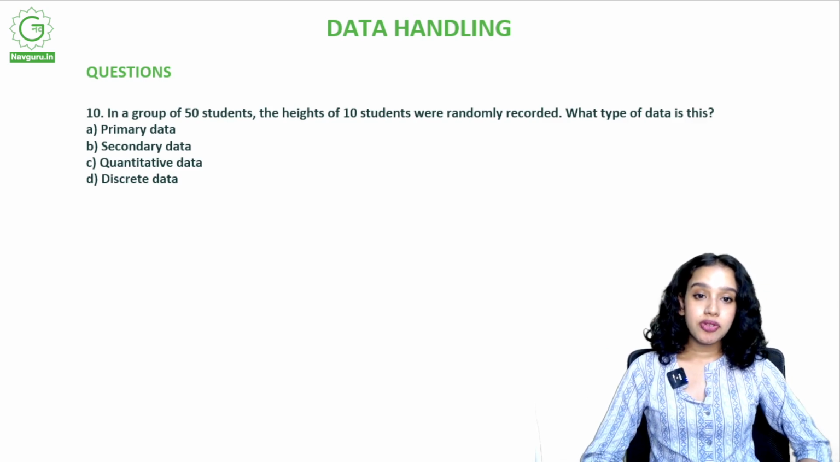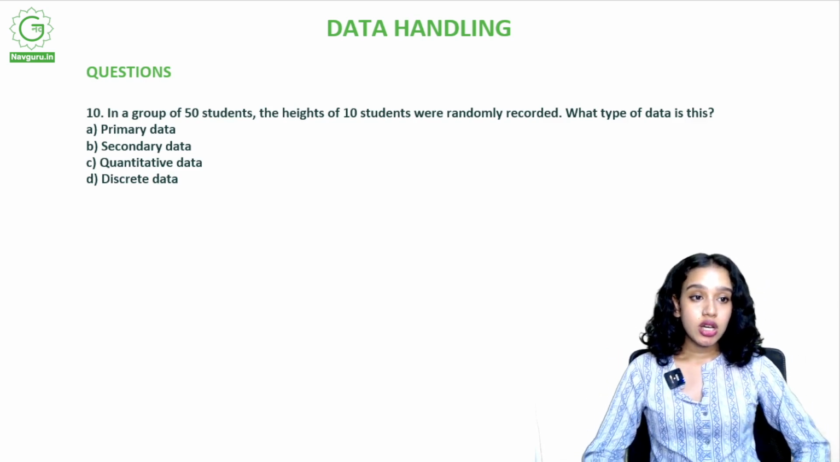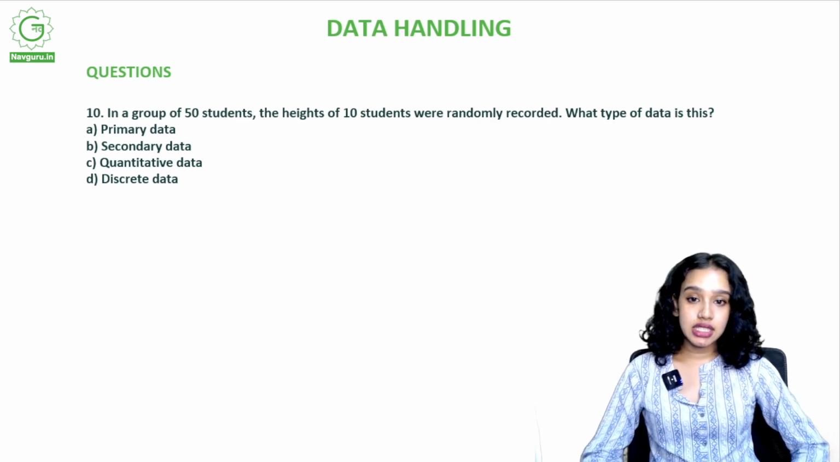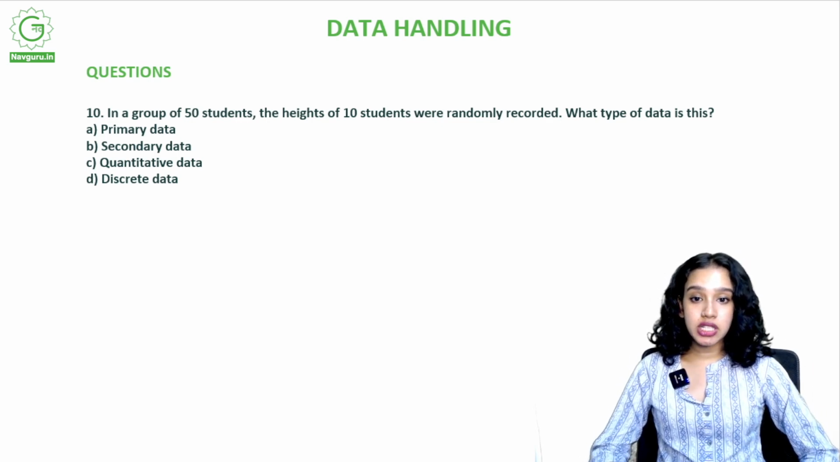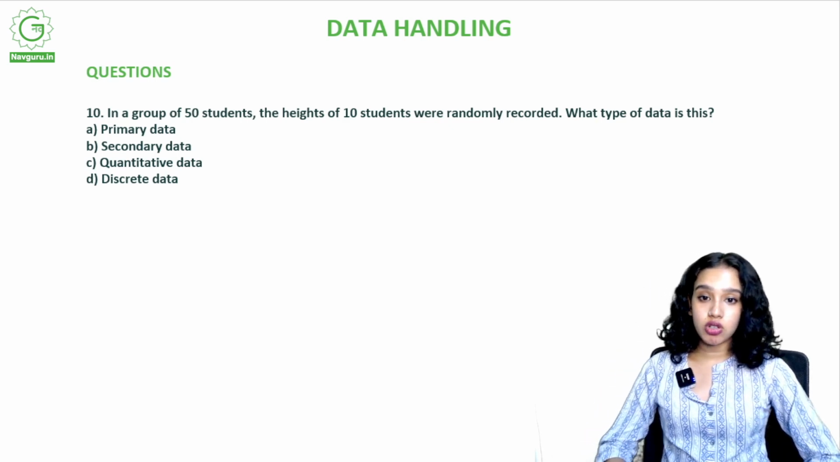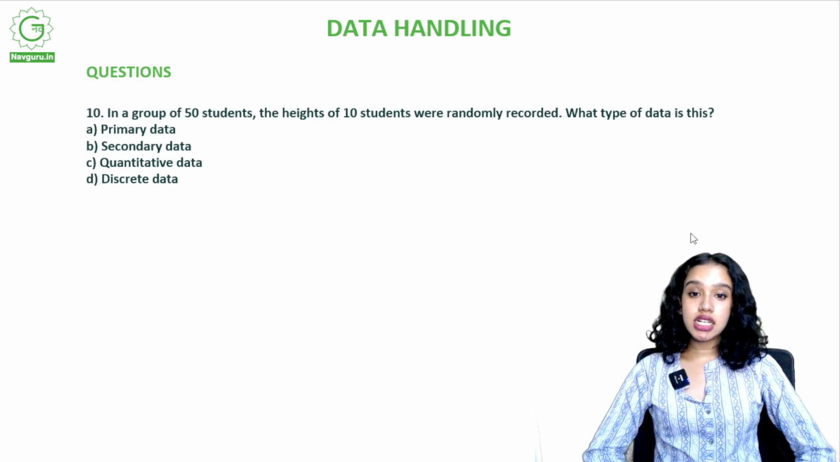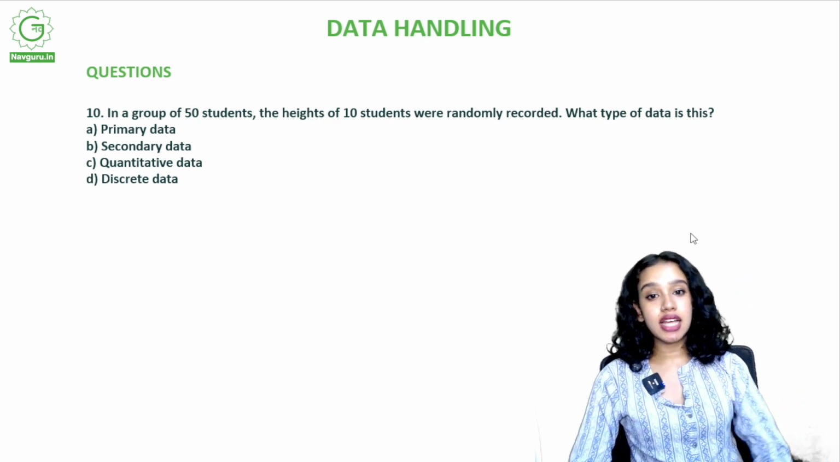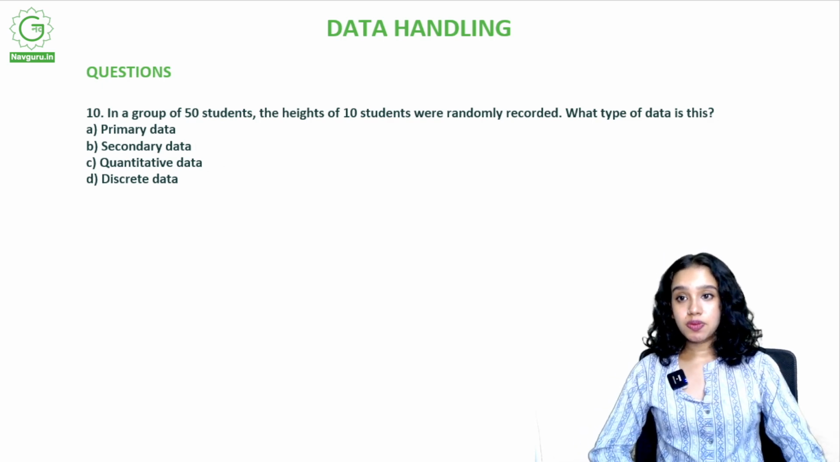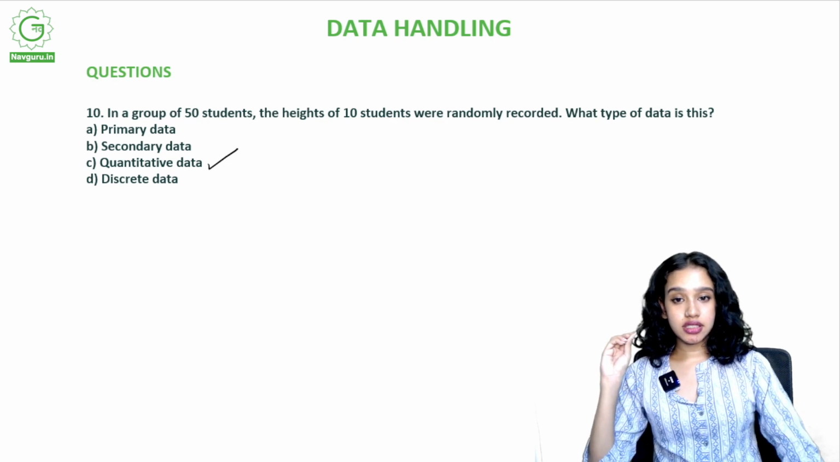Now, in a group of 50 students, the heights of 10 students were randomly recorded. What type of data is this? In a group of 50 students, the heights of 10 students were randomly recorded, right? What type of data is it? Is it primary data, secondary data, quantitative data, or discrete data? This is actually quantitative data. Why? Because numerical data is given, right?